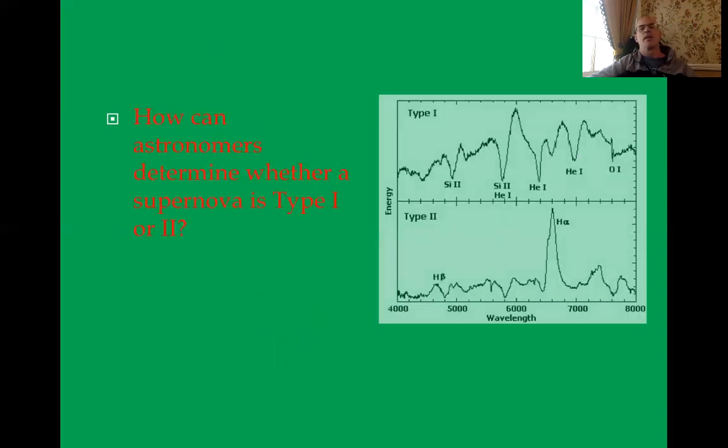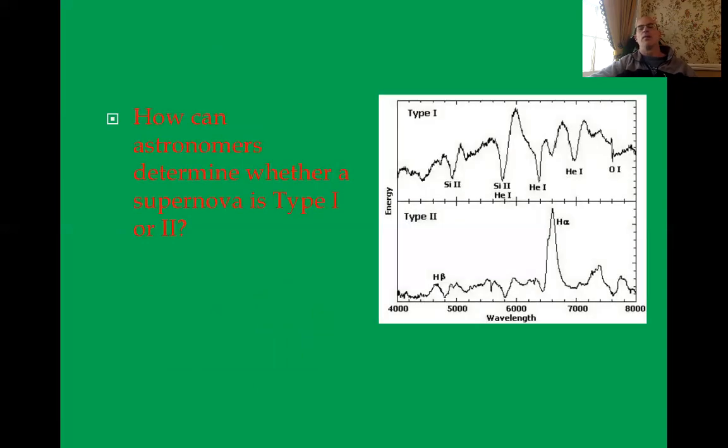All right. How can astronomers determine whether a supernova is a type 1 or 2? This is a little bit of a review. We talked about this, I believe, in class. Believe it or not, that was a while ago.